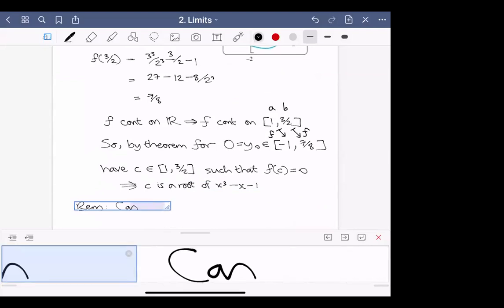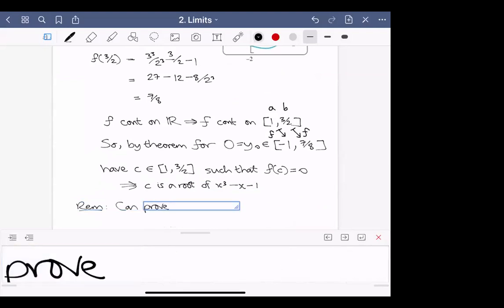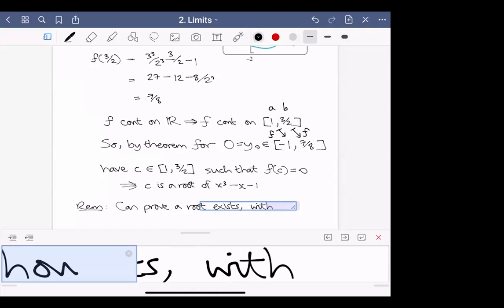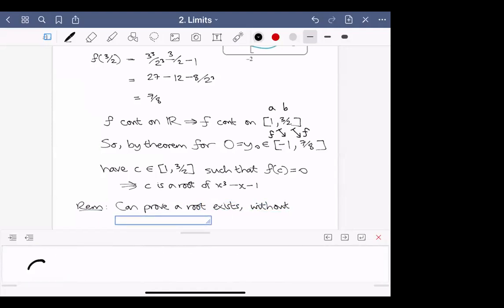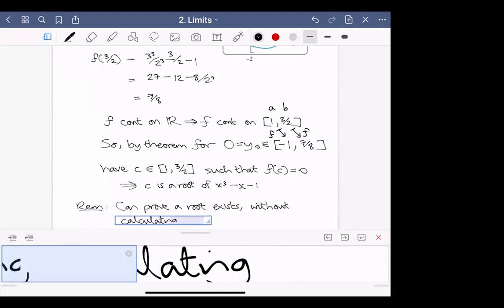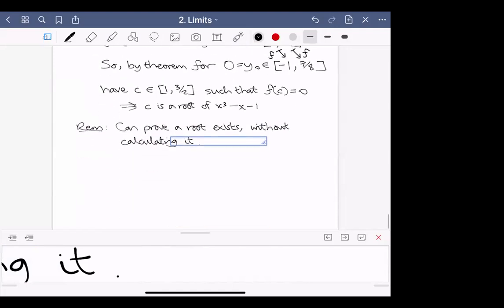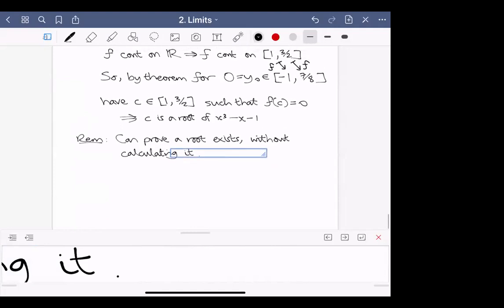The remark: we can prove a root exists without even calculating it. So we already see how these definitions of continuity and this theorem are powerful.